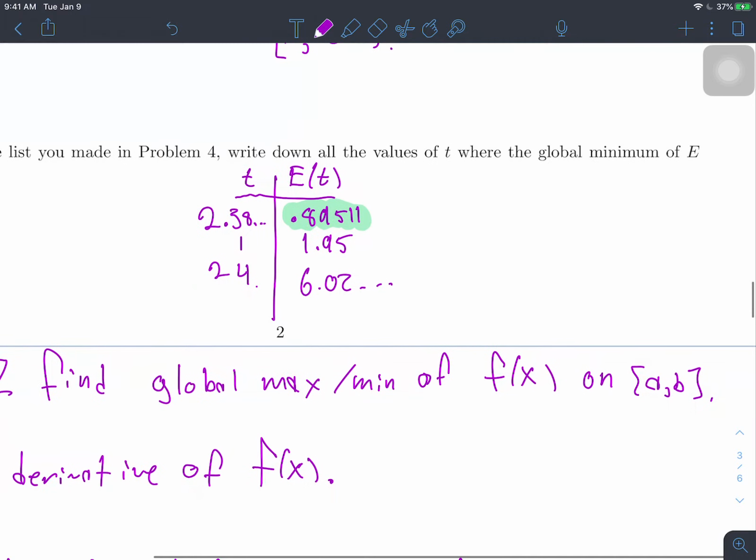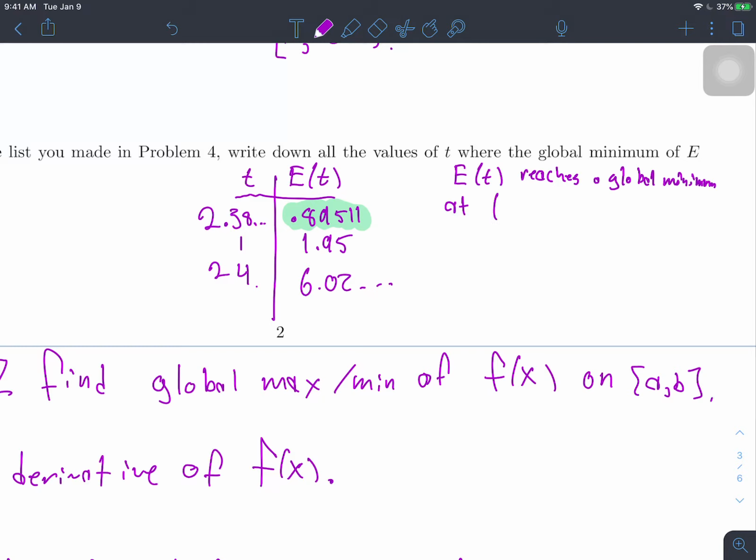So we can say with confidence that E of t reaches a global minimum at the point 2.38..., 0.89511 on the interval 1, 24.